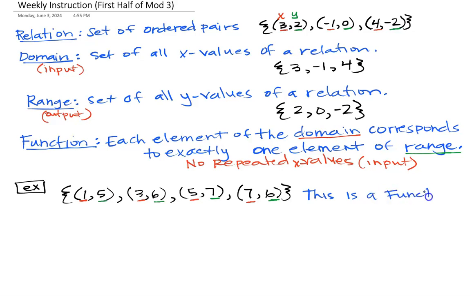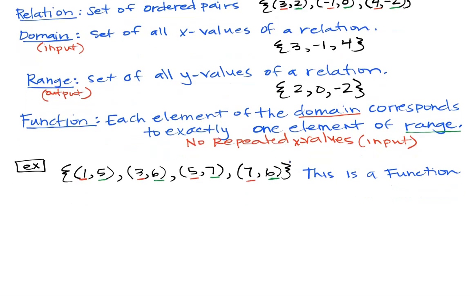Because my x values are all unique, they're not repeated. Now, sometimes this is kind of hard to remember for students. They're like, okay, well, how do I remember this? So I have a way that I want you to think about as we're doing this next part. I want you to think about a vending machine, right?